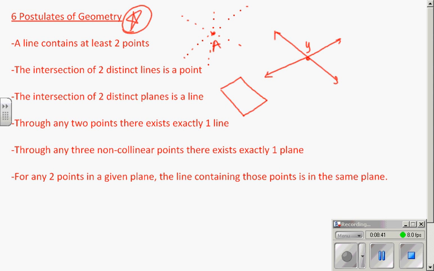The intersection of 2 distinct planes is a line. If you have a plane and then you have another one that cuts through it like such, where they intersect is a line. If you think about the seam, that is a line where 2 planes would intersect. Through any 2 points, there exists exactly 1 line. This is to prevent, here's a line like we know it and want it to behave. If we allowed more than 1, we would get this. And we don't want our lines to behave that way.